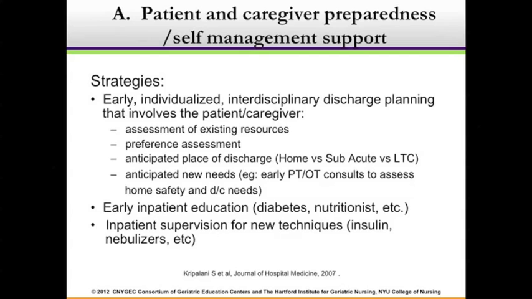Can we have a physical therapist evaluate them early on to assess how safe they are walking? Maybe they have a flight of stairs in their home and they can't manage that on their own. Do they need any equipment, a hospital bed, a wheelchair, a walker? We can order that early before the patient gets home to make sure they're prepared once they are at home. Early inpatient education, we can order a nutritionist consult, teach them about their diabetes, diet management, and inpatient supervision for new techniques. Make sure that they're able to do any injections that we're prescribing them.